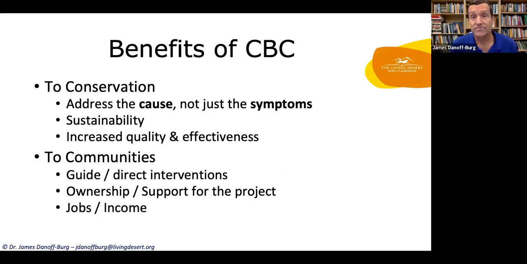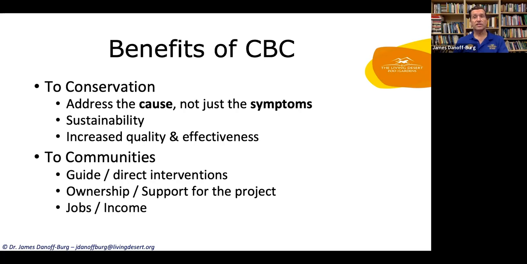Because of the benefits of community-based conservation, and you'll see this CBC quite frequently through my slides, as well as CBCE, which is community-based conservation engagement, which is a subset of CBC, just as a heads up. The benefits of community-based conservation are many. For conservation, we're helping to address the cause of the problem, right? Not just the symptoms. The declines of species is a symptom. The cause for those declines are usually a human activity.